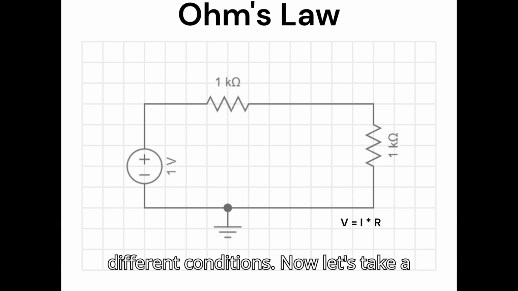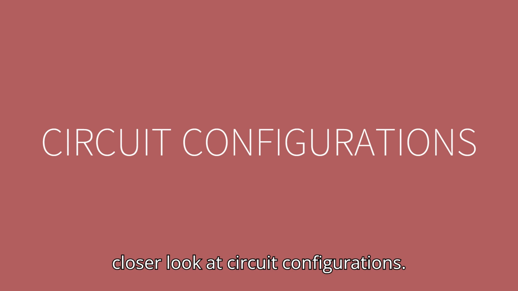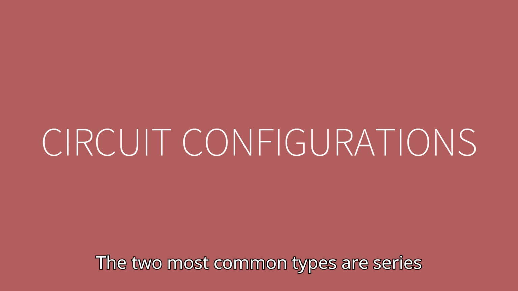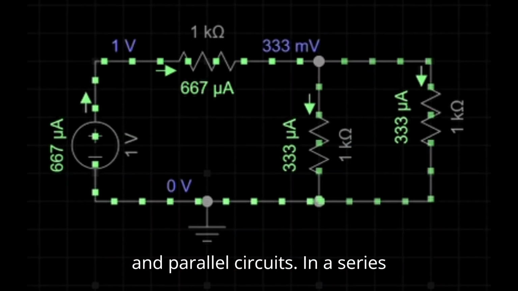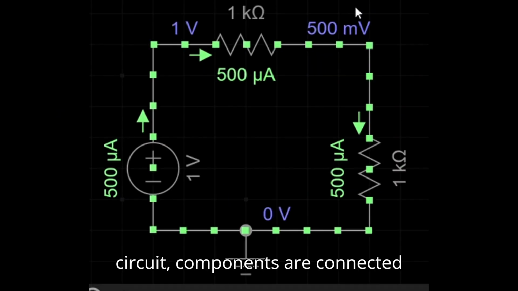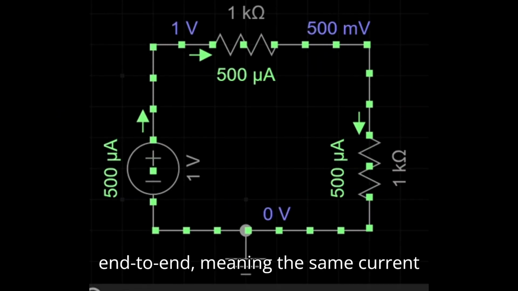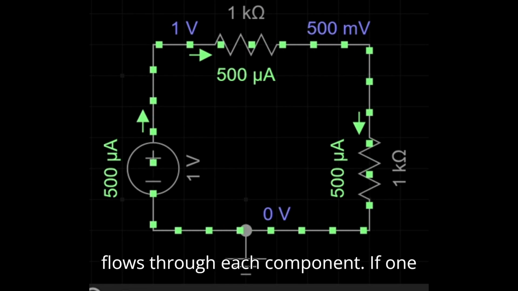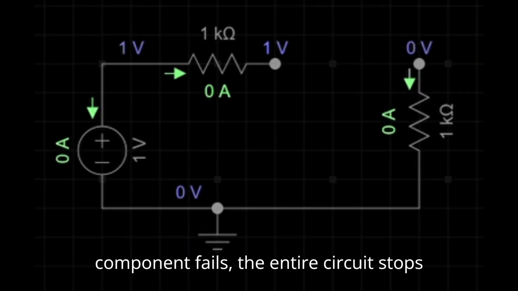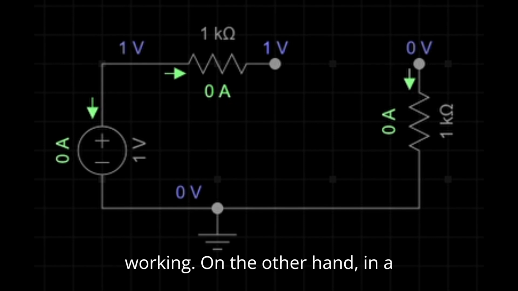Now, let's take a closer look at circuit configurations. The two most common types are series and parallel circuits. In a series circuit, components are connected end to end, meaning the same current flows through each component. If one component fails, the entire circuit stops working.